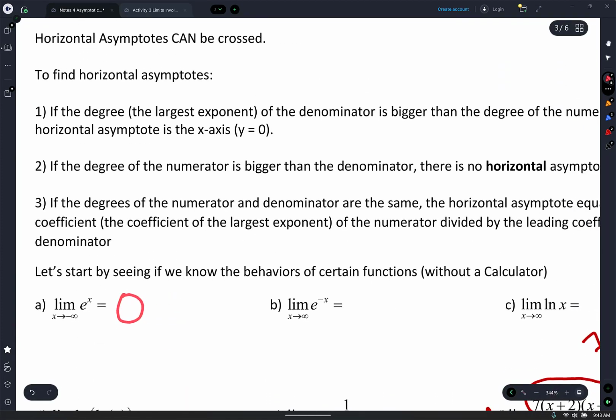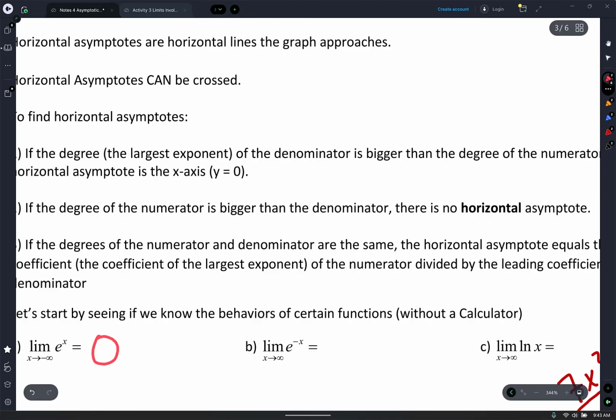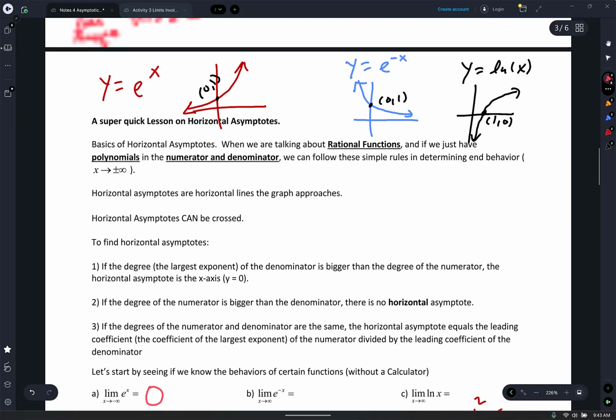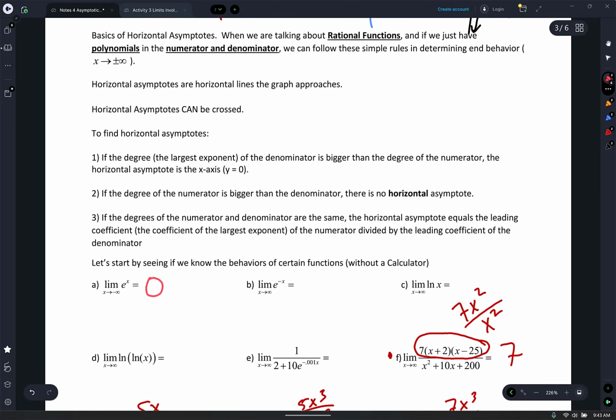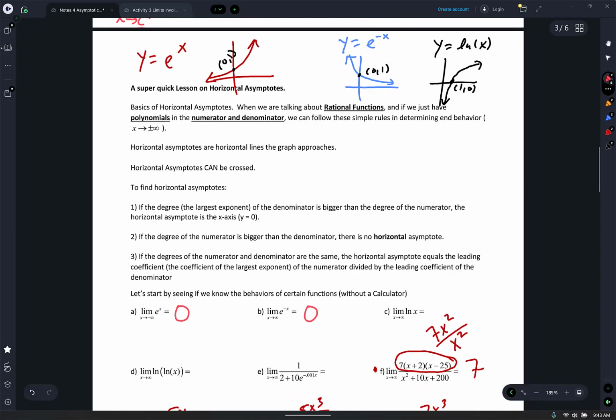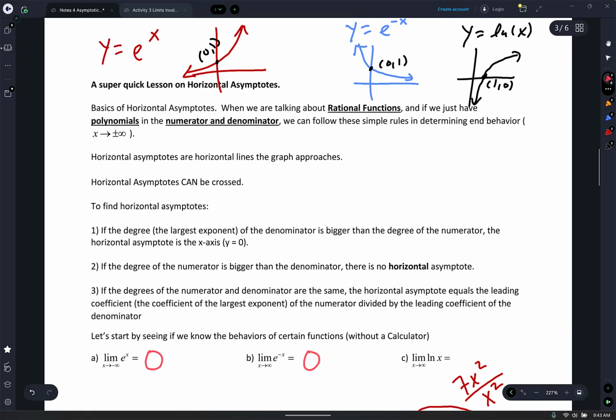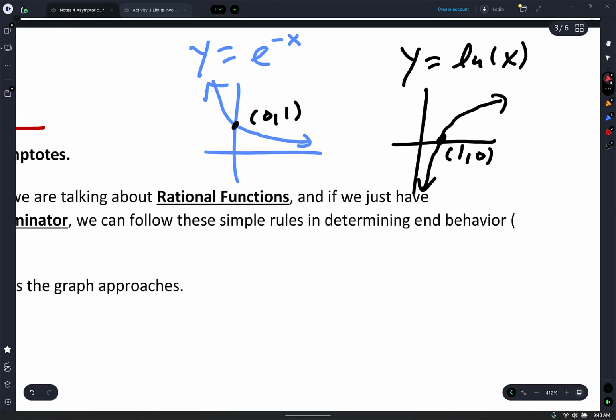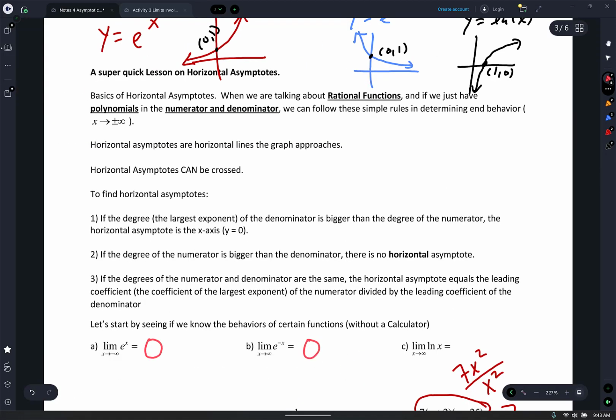Limit as x approaches infinity of e to the negative x. e to the negative x, what is that? It's 0 as well. Cool or not cool? All right, what about limit as x approaches infinity of ln of x? What does that look like? Does it look like positive infinity? It's going up forever. Very slowly, but it's going up forever.